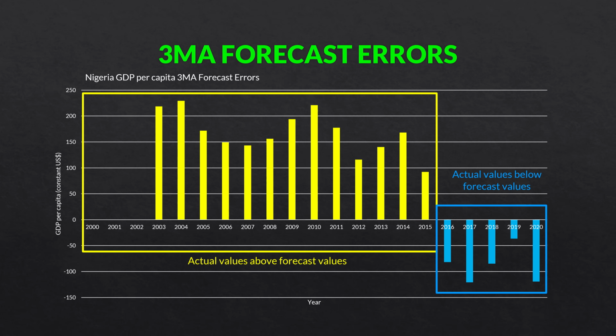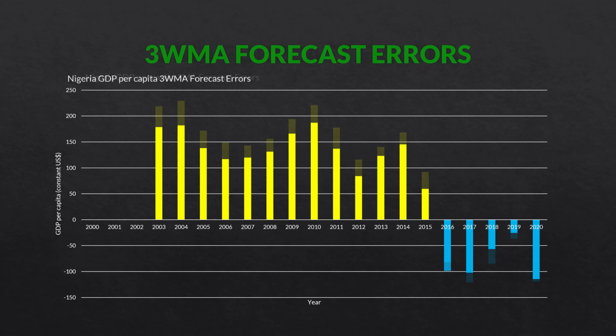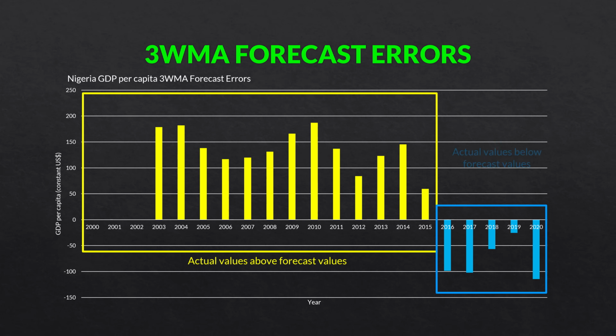The actual values are above the forecast values on the left, and the actual values are below the forecast values over on the right. Now let's morph this again into the 3-period weighted moving average, where we applied our 0.15, 0.35, and 0.50 weights for the 3 periods before. So, what did you see there? Well, the bars on the left went down, and the bars on the right also went down again, upside down.